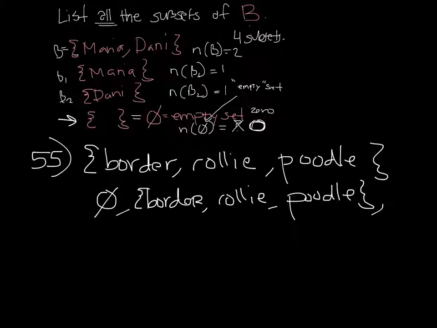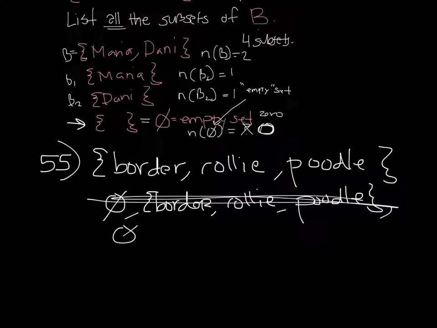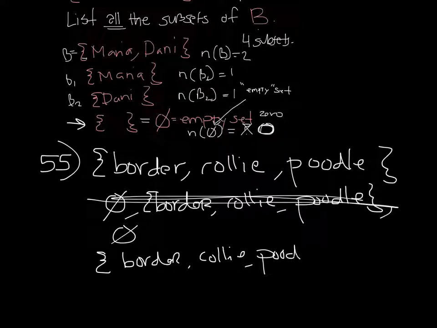Okay, maybe let's write this vertically, actually. You don't have to write it vertically. I think it's easier for me, I'm a vertical learner. So let me explain this vertically. Okay, something is wrong with my eraser. It's not working out. Okay, let's ignore that. So I have the empty set, that's 1. And I have the whole set. So border, collie, and poodle. And let me just move this up.